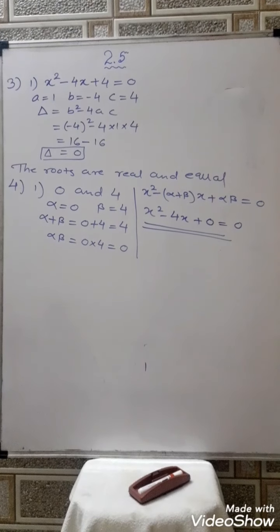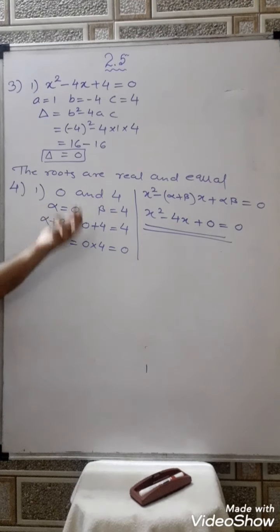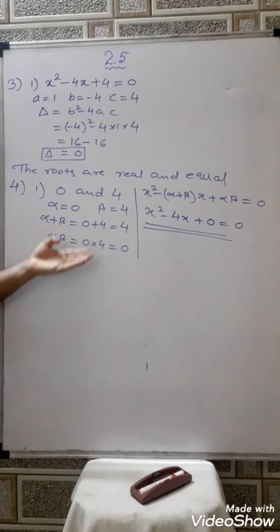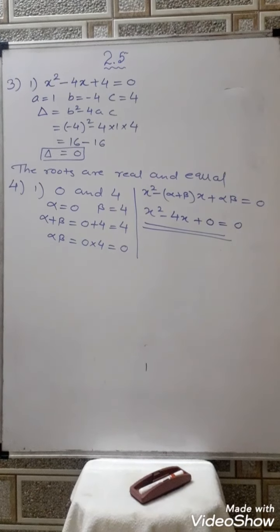Is it clear? The remaining you also have to solve the same way. Two values are given, alpha and beta. First add them, then multiply them, then substitute in the formula. So easily you get your answer.